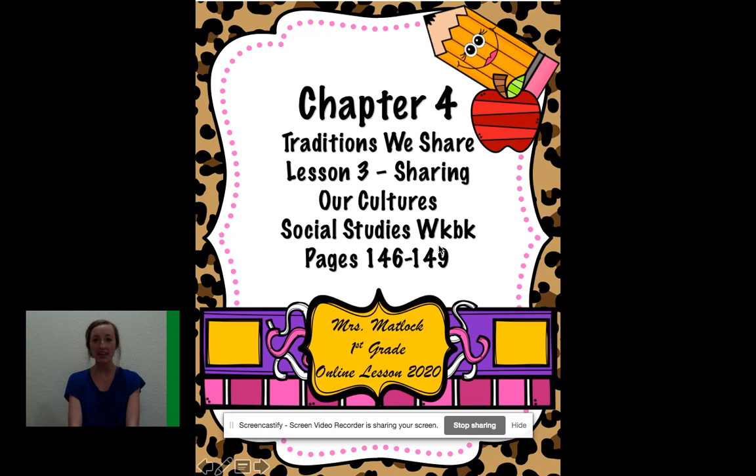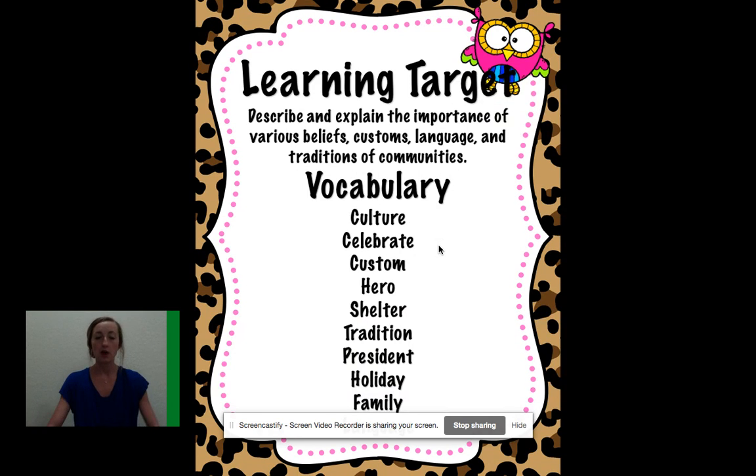It's Miss Matlock again. We're still in Chapter 4, Traditions We Share, but today we're going to be going over Lesson 3, Sharing Our Cultures. You're going to turn to page 146 in your social studies book, so go ahead and do that, and I'm going to read our next slide. Okay, our learning target. Describe and explain the importance of various beliefs, customs, languages, and traditions of communities.